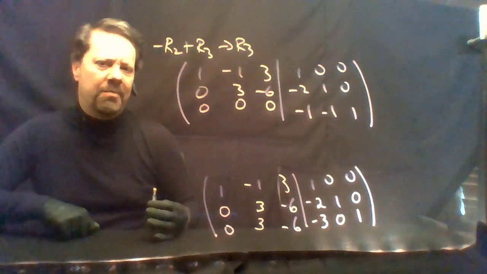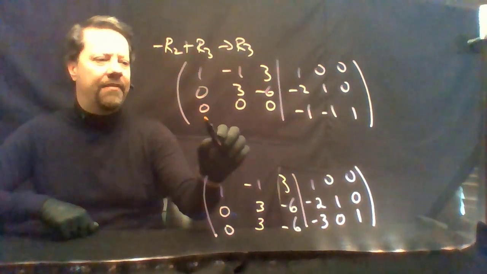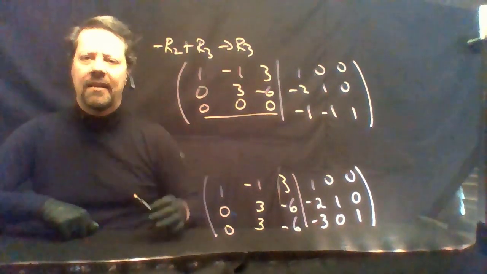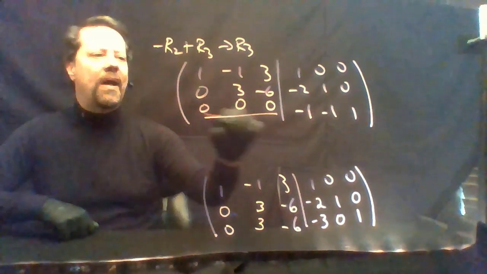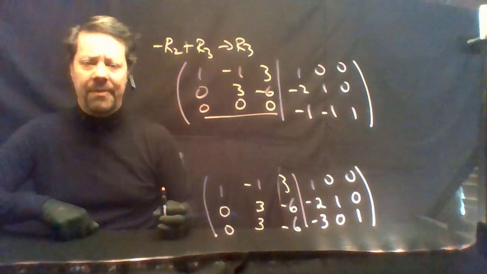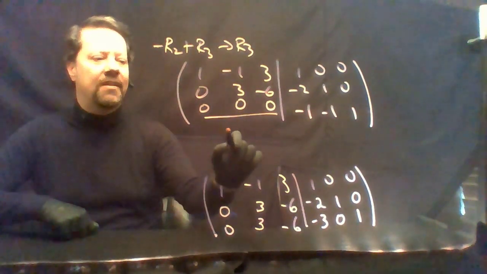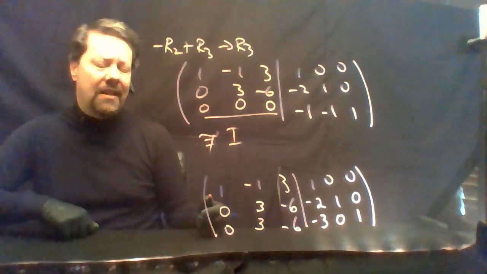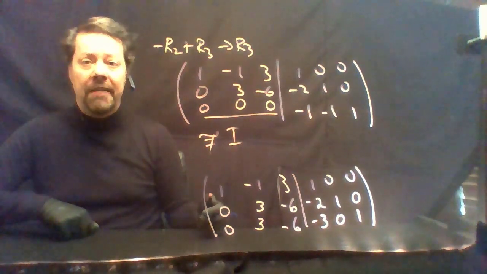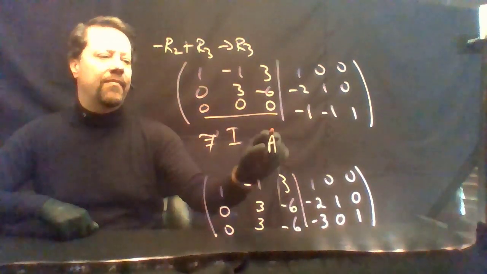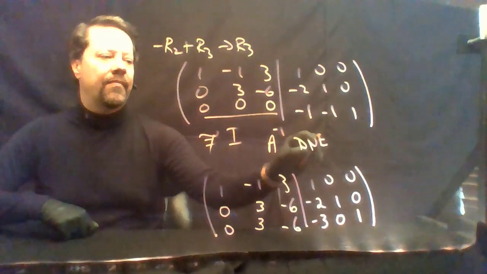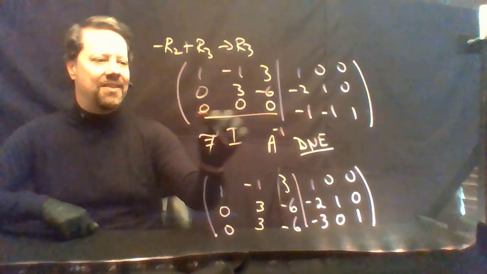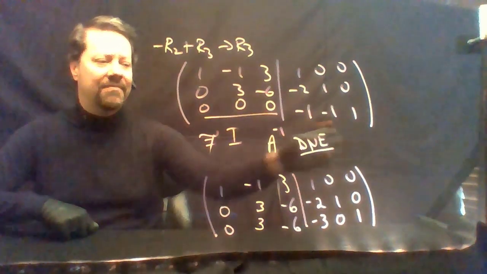Now we see something peculiar. We have zeros all the way across this last row. If you get zeros all the way across, there's no way you can use any sequence of elementary row operations to get the identity matrix. It's not going to be row equivalent to the identity matrix on the left, which means the inverse doesn't exist. DNE, does not exist. You can see that because you'll have an inconsistent equation here, a contradiction.